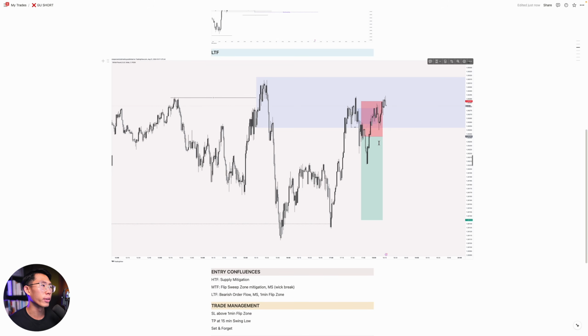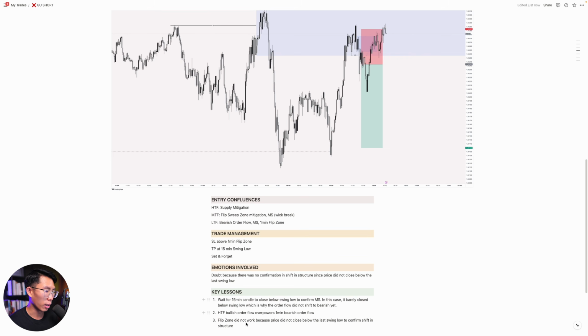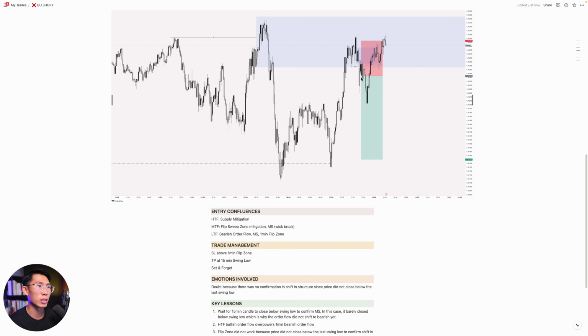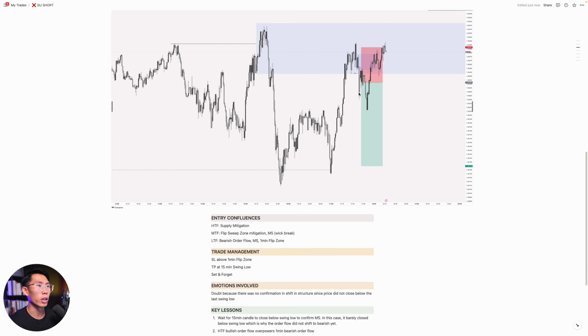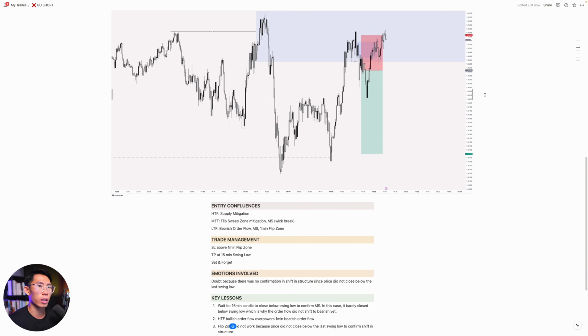So I believe that you learn most in your losses, you learn most from your mistakes, not from your wins. So I'll take these few lessons right here. Higher time frame bullish order flow overpowered 1 minute bearish order flow, and the flip zone did not really work because the price did not really close below the last swing low to confirm a shift in structure. So I'll take these lessons and I'll suck it up and I'll move on.